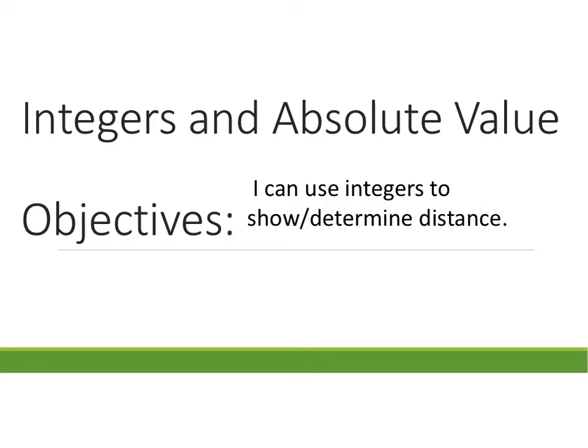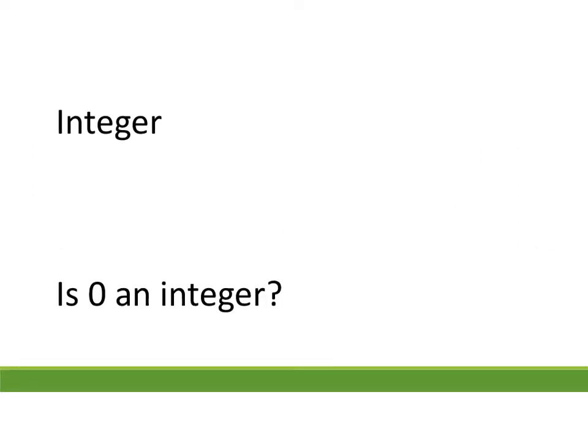Our objective for this lesson is I can use integers to show or determine distance. We'll look at some temperature and money type examples as well. So let's look at integers first. We've got some integer action going on. Is 0 an integer? Well, let's find out, okay?